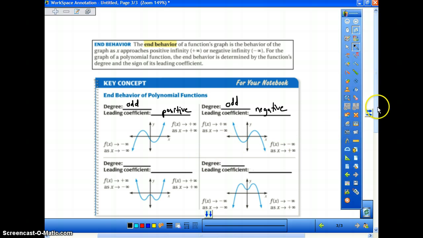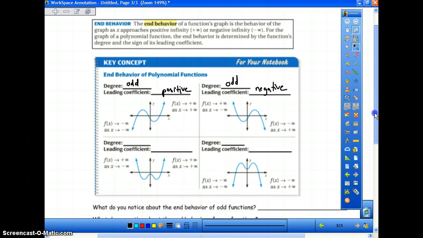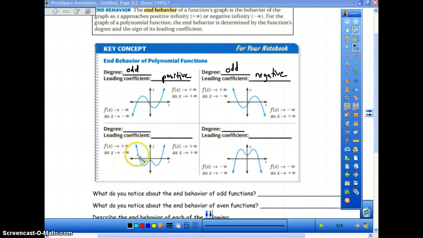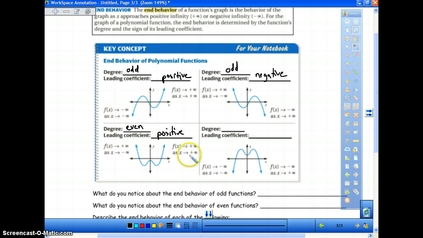Now it's a little bit different when we get to the even functions. Even functions, you notice, will go in the same direction. So if we have a degree that's even, and we have a leading coefficient that is positive, then what you'll notice is no matter whether we're going towards positive infinity or negative infinity on the x, your f of x always goes up to infinity.